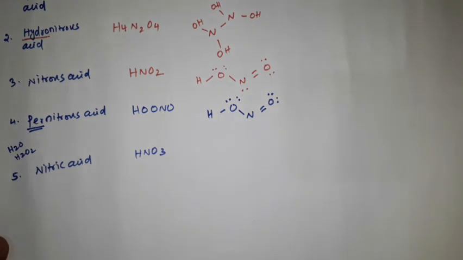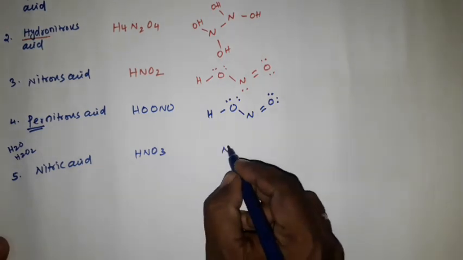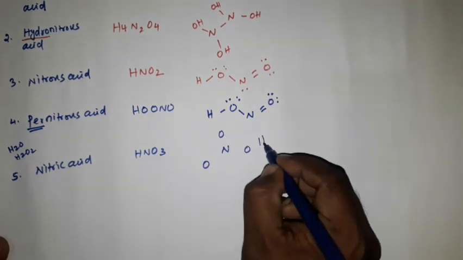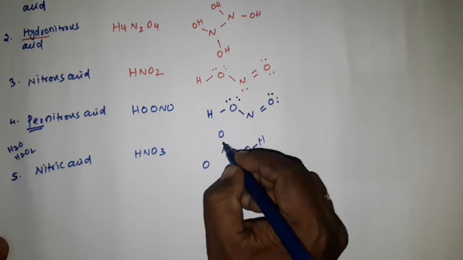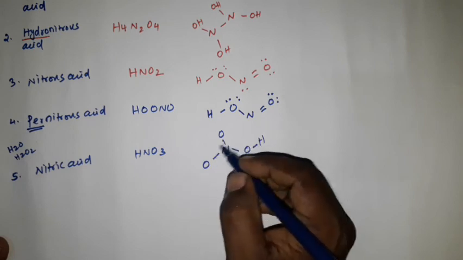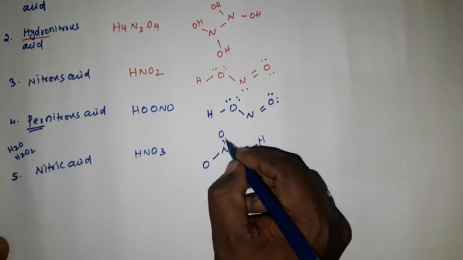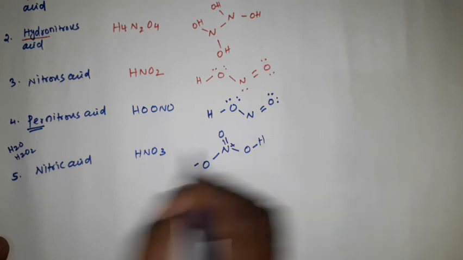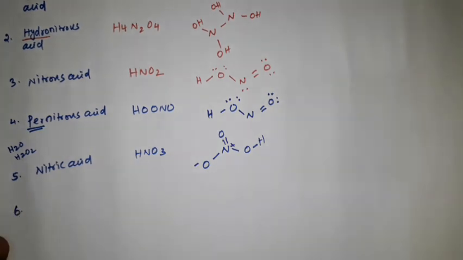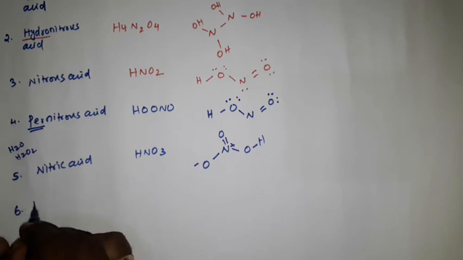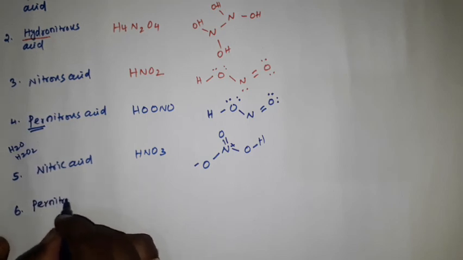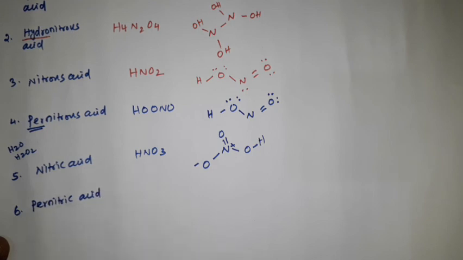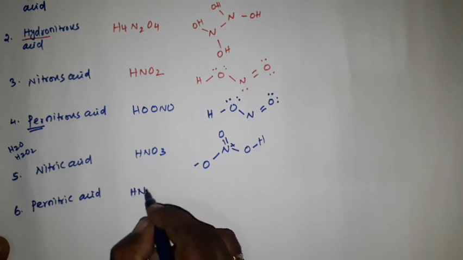Then that structure is nitrogen, oxygen, oxygen, oxygen, hydrogen. Make a single bond. So use this Lewis structure, you will get this type of structure. Apply formal charge, you will get the correct charge. Then last type is pernitric acid. So already told you the per means addition of one oxygen atom, that is HNO4.